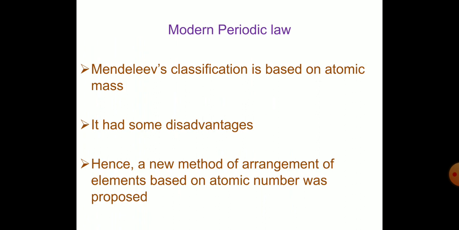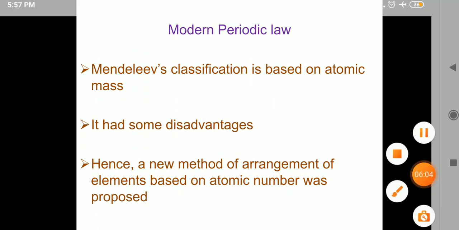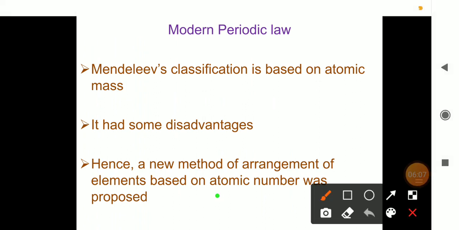Hence, a new method of arrangement of elements based on atomic number. This point is very, very important, because in Mendeleev's periodic table, the elements are arranged in order of increasing atomic weight, but in Henry Moseley's periodic table, the elements are arranged in the increasing order of atomic number. That is very essential. We have to keep it in mind. Okay?